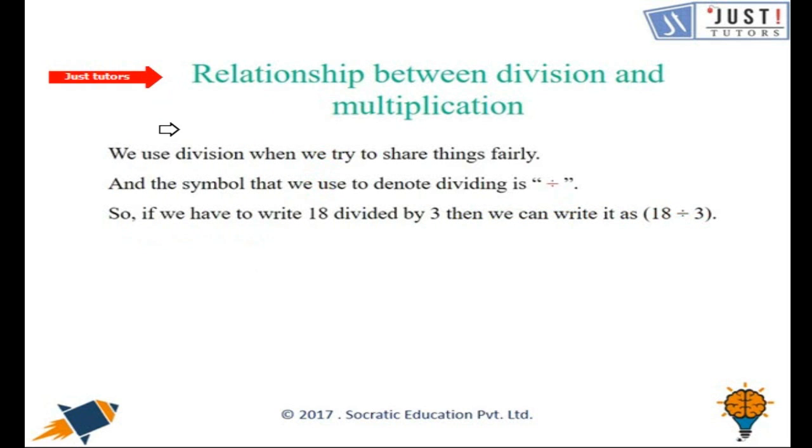So the first topic is to find the relationship between division and multiplication. At first we will talk about division. In division, we try to share things fairly. The division symbol is represented by this. We can take an example where we use division. Like if we are going to divide 18 by 3, we will write it like this: 18, then the division symbol, and then 3.